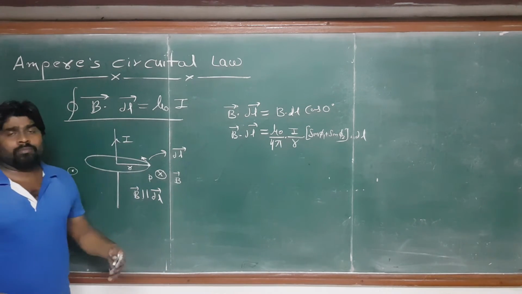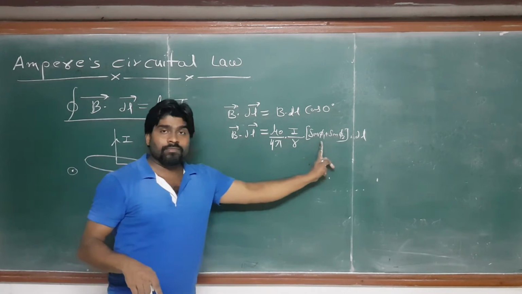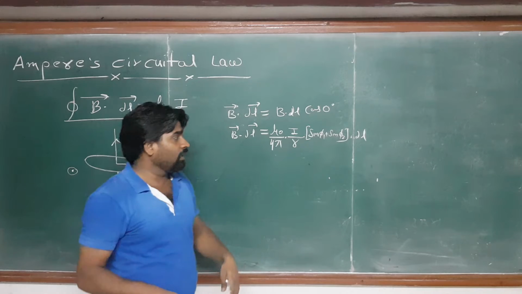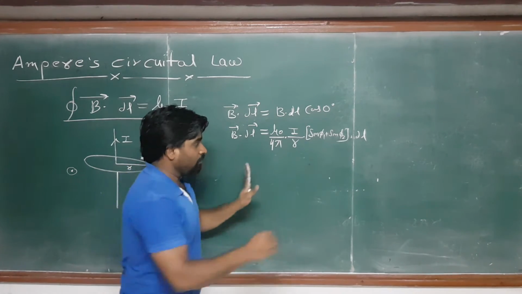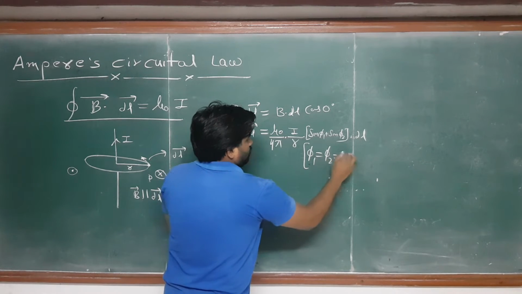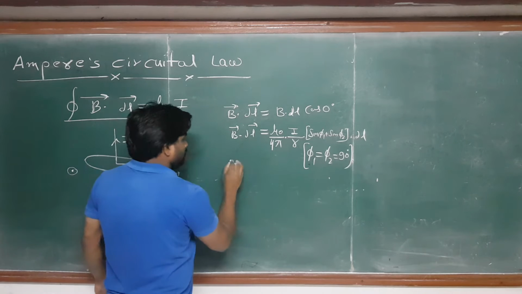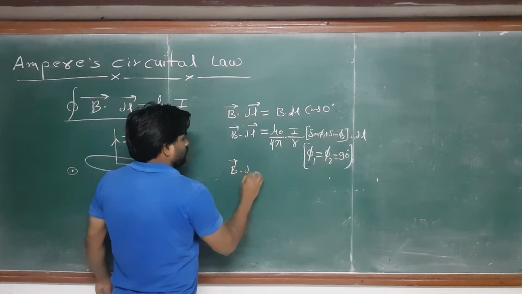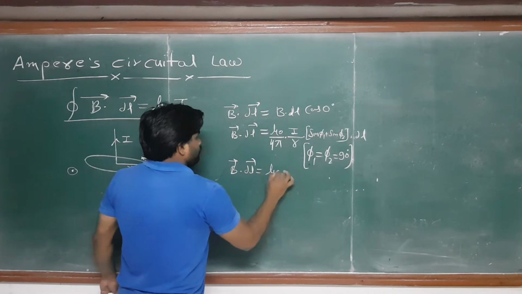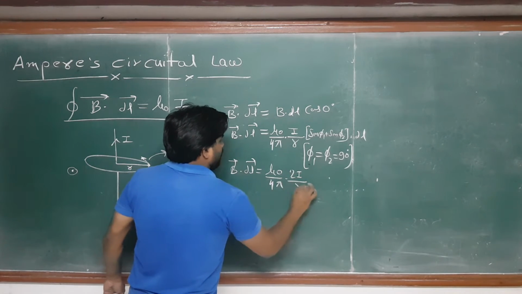I have not yet discussed the angles. Since the point is perpendicular, phi 1 becomes 90 degrees as well as phi 2, so sine 90 and sine 90 I am mentioning here so you are not confused. If these two are 90 degrees, then the 2 will come. Then vector B dot vector dL is equal to mu naught by 4 pi times 2I by R times dL.